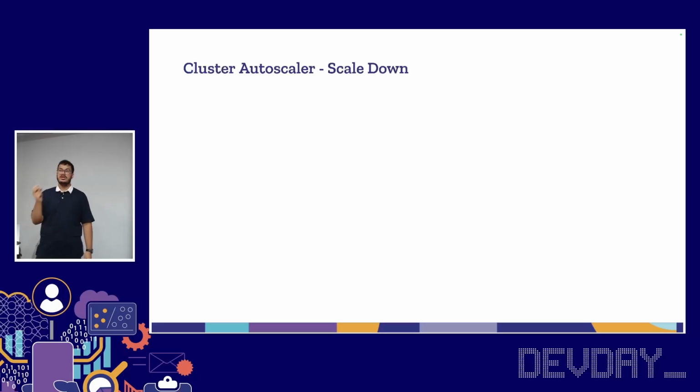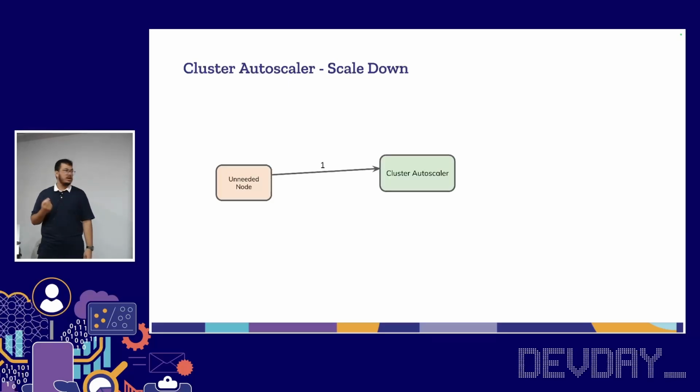Similarly, when the load decreases, when pods are no longer being requested, it also scales down. It does so by identifying unneeded nodes. Now, unneeded nodes are nodes which meet 3 criteria. The first one is that the node is underutilized, meaning the resource utilization on that node is less than 50%. This is again a configurable value. So that's the first criteria.